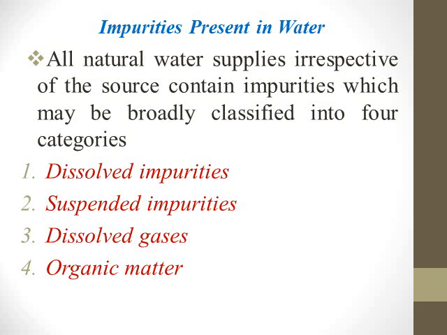So the impurities present in the water are mainly classified into four categories: dissolved impurities, suspended impurities, dissolved gases, and organic matter. Now we'll discuss them one by one.